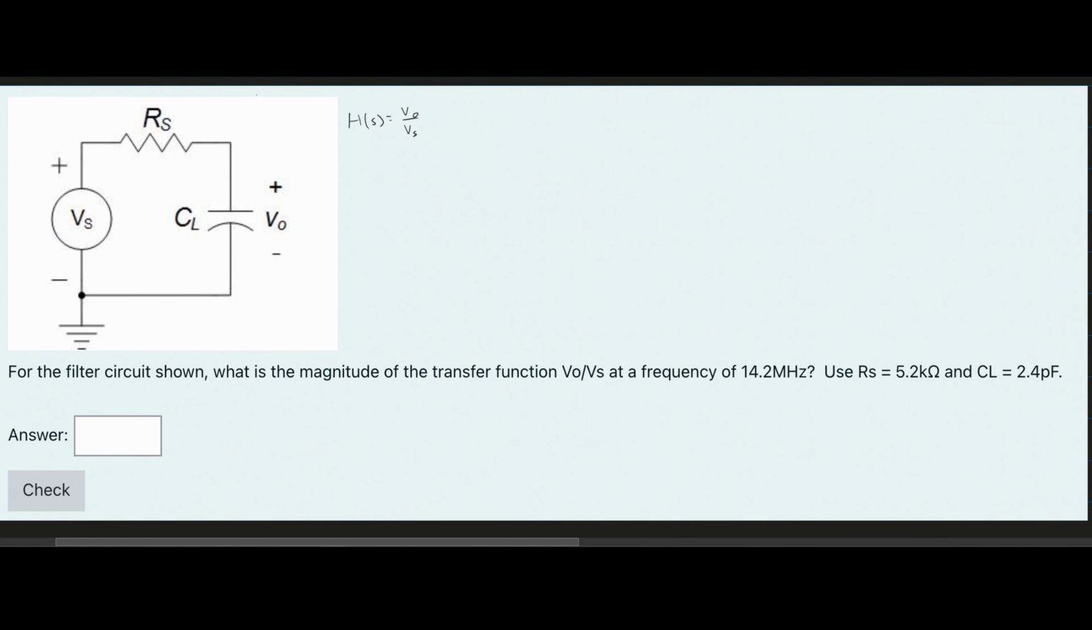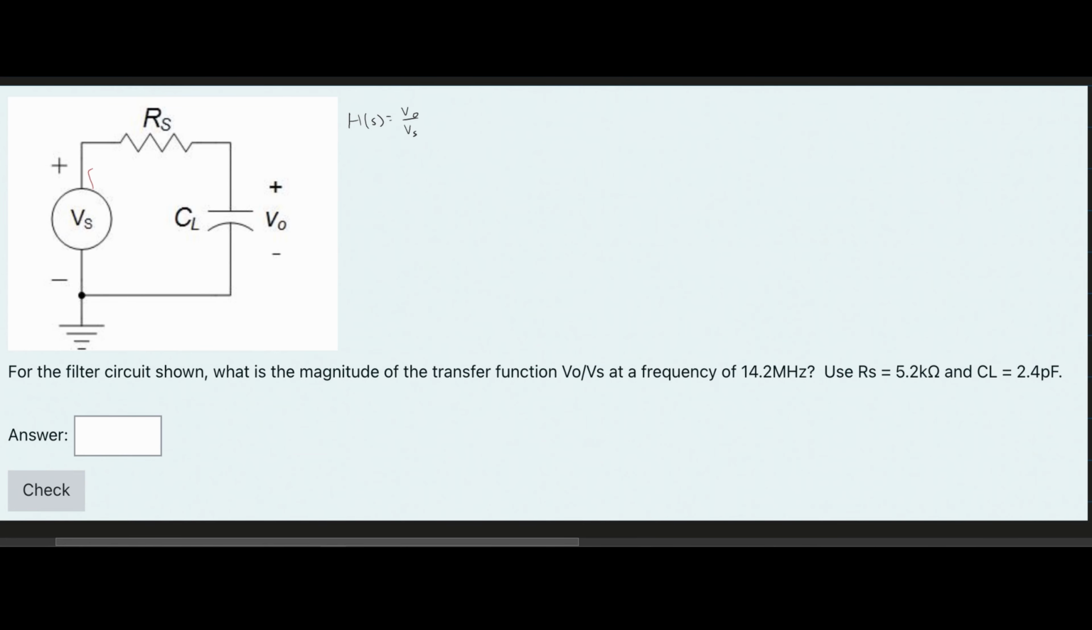And this is a low pass filter. The reason why it's low pass is because we have our resistor up here and our capacitor down here. That makes it a low pass. We've gone over this material, and that's in the playlist linked below the like button.